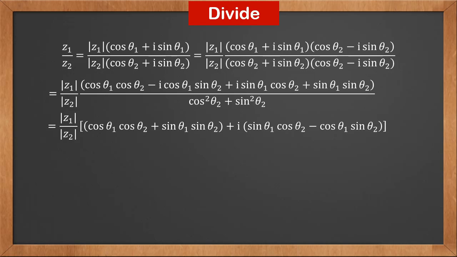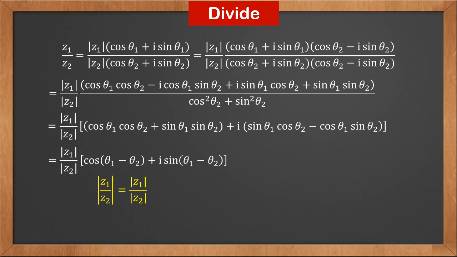This is cosine theta 1 cosine theta 2 plus sine theta 1 sine theta 2 plus i times sine theta 1 cosine theta 2 minus cosine theta 1 sine theta 2. The real part is cosine theta 1 minus theta 2. The imaginary part is sine theta 1 minus theta 2. So when you divide two complex numbers, you divide their moduli and subtract their arguments. The modulus of z1 over z2 is modulus z1 over modulus z2. The argument of z1 over z2 is arg z1 minus arg z2.